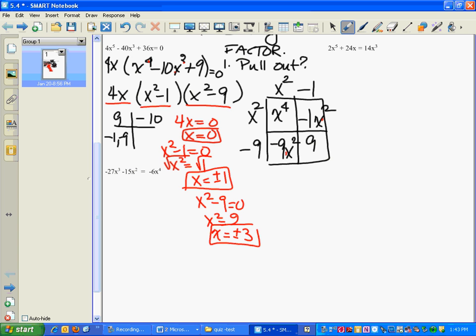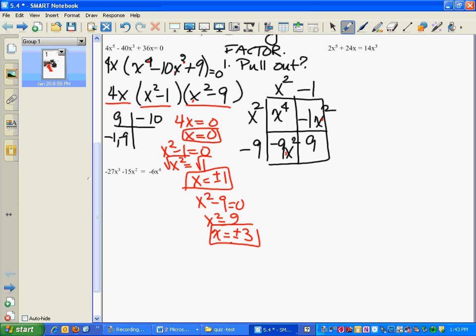What do we call x squared minus 1? It's a difference of perfect squares. Could I have factored that further? What would I have gotten? And look, I'm still going to get the same answers, right? And is x squared minus 9 a perfect square? And what would I have gotten as my solutions?